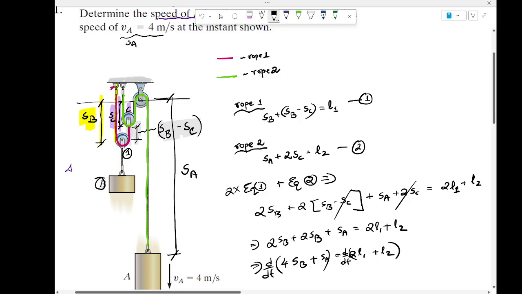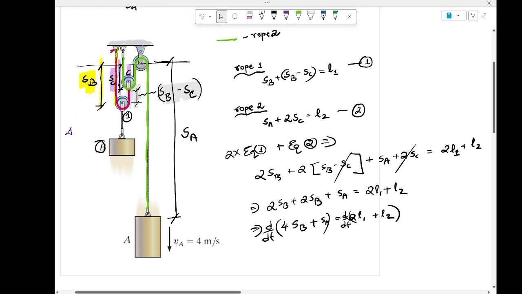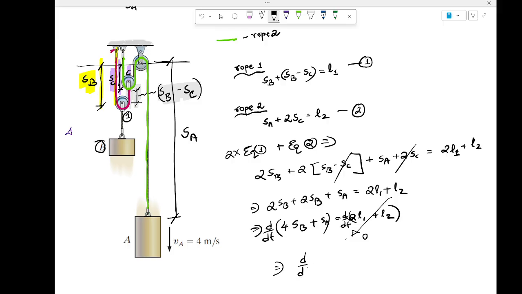There won't be any value, because the length of the rope won't be changing, right? L1 and L2. So this would be 0 for sure. So the whole thing is 0. And then you'll be left with d by dt of 4SB plus d by dt of SA.